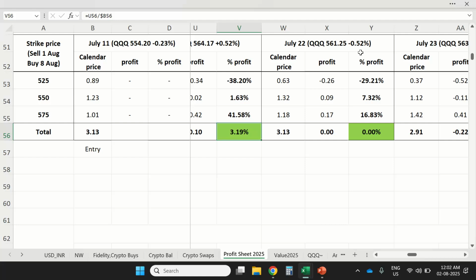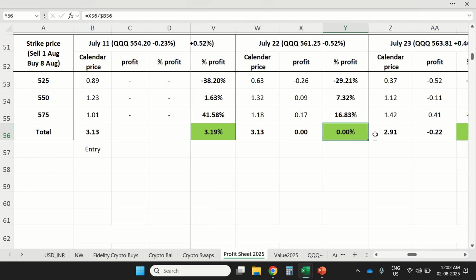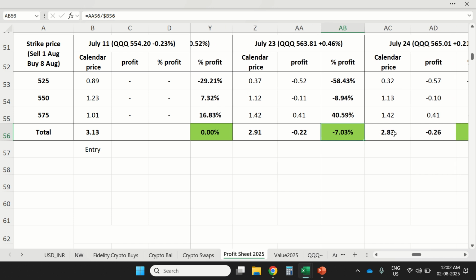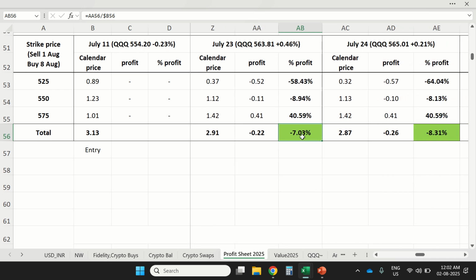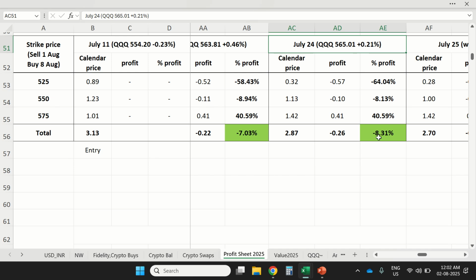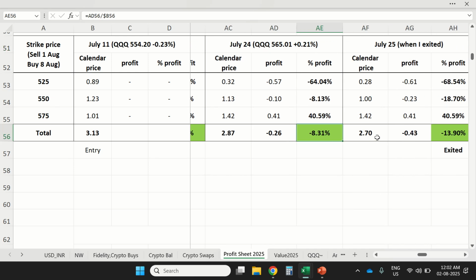On July 22nd, QQQ fell down by 0.52%, and our profit went away and we were at almost zero profit. Now on July 23rd, QQQ recovered by 0.46%, and our triple calendar was in a loss of 7%. So now we are in the loss category. On July 24th, the loss went further up to 8.31%.